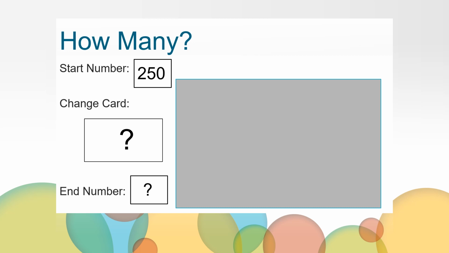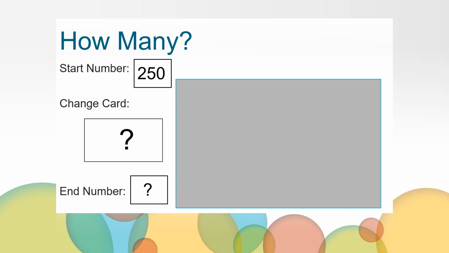Today we're going to play a game of how many. We will be using three-digit numbers. The numbers will change by groups of 100. Sometimes we will add 100 or groups of 100, and sometimes we will subtract 100 or groups of 100. Use your pencil and paper to draw the base 10 blocks as we work.